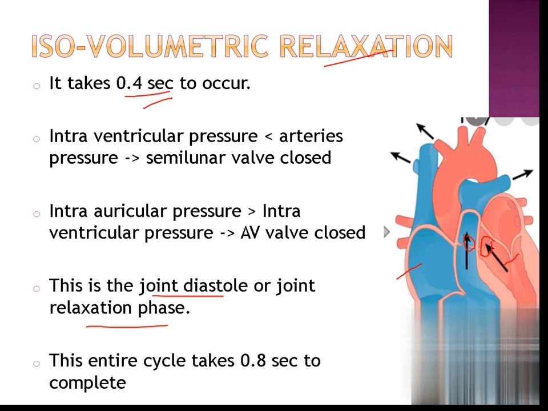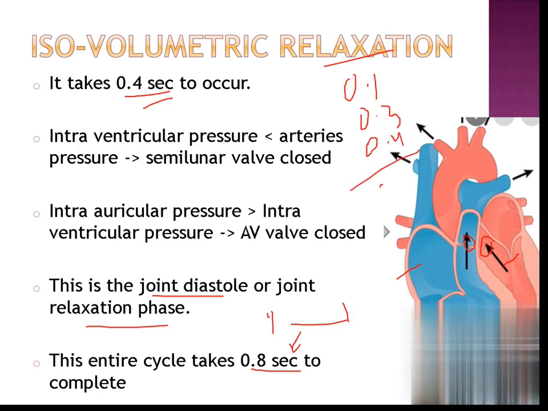Now, the entire cycle lasts for 0.8 seconds. From one heartbeat to another heartbeat, the time period is 0.8 seconds. How 0.8 seconds? We read the prior ones: 0.1 second for the auricular systole, then the ventricular systole consists of 0.3, and then the joint diastole occurs for 0.4. So the total is 0.8.